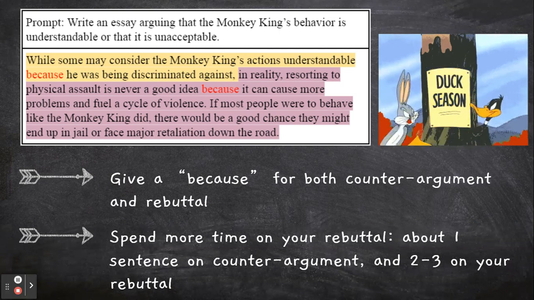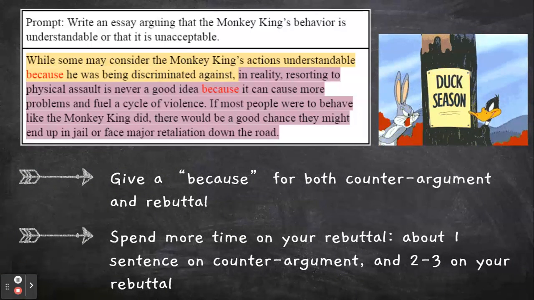One last note on the counter arguments. Give a because for both the counter argument and rebuttal. And as far as balance is concerned, only write about a sentence or so to summarize the counter argument. Spend most of your energy on your own rebuttal, 2 to 3 sentences.